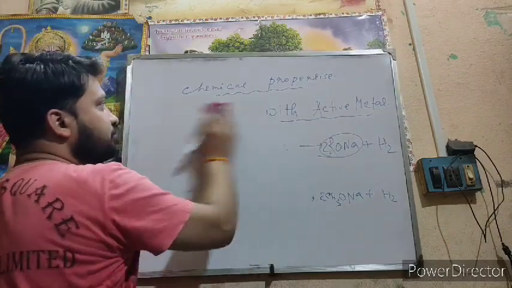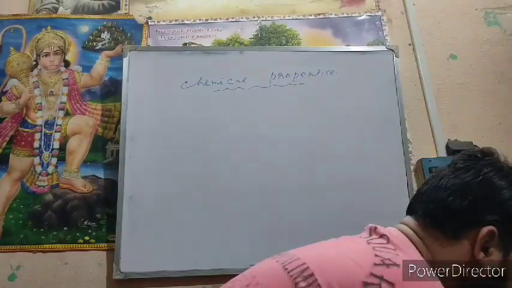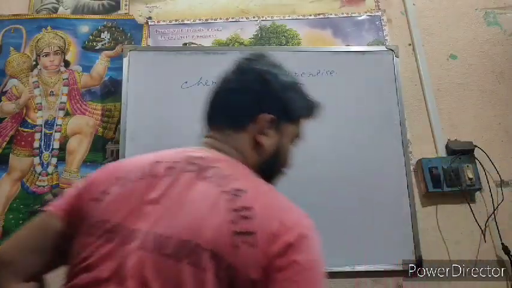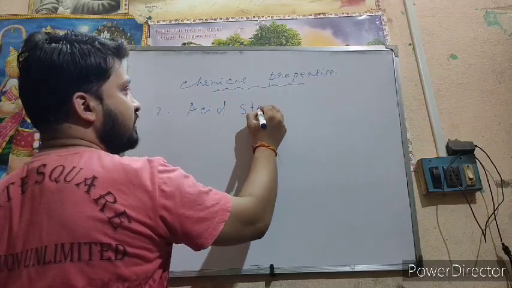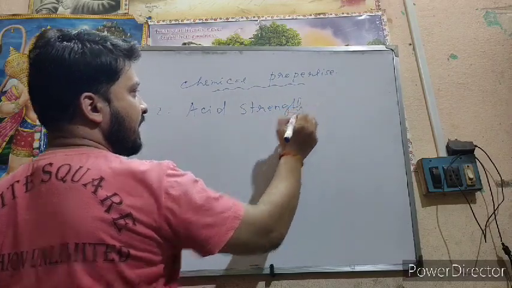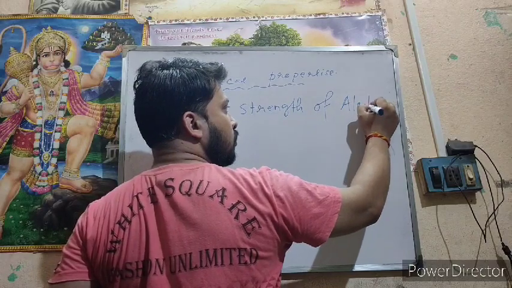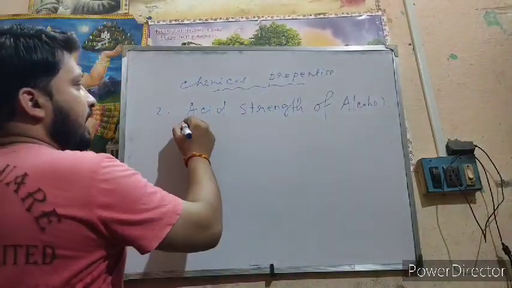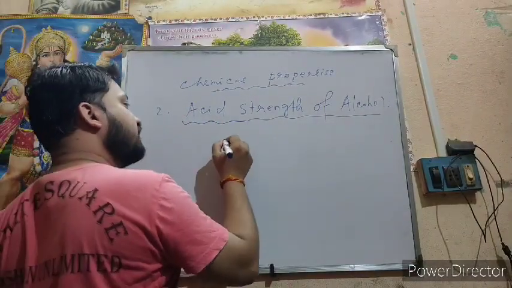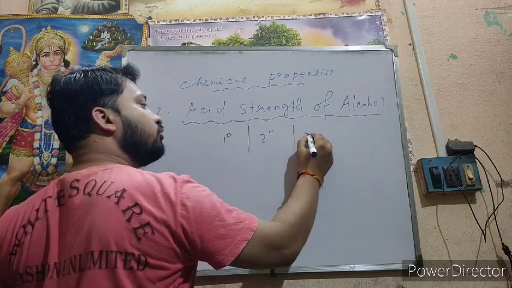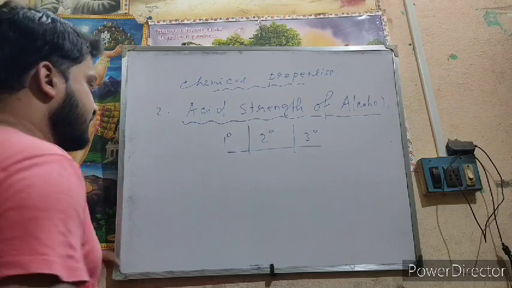Now next, acid strength of alcohol. Now the second one, acid strength of alcohol. This is the second point. If you take 1 degree alcohol, 2 degree alcohol, 3 degree alcohol, you compare the acid strength, which is more acidic.